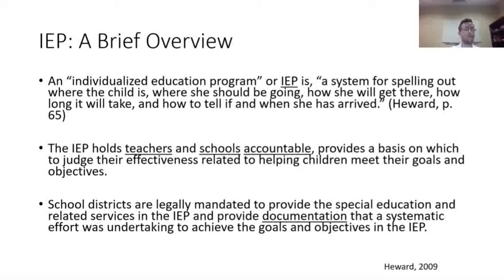So in other words, the IEP is a document that spells out the student's current levels of functioning, what their goals are, when and how they're going to be evaluated, how progress is going to be determined, who's going to determine it, and it serves as a basis for evaluating whether the teachers and the school in general have made and documented that they've made a systematic, concerted, intensive, and high quality attempt to help the student meet their goals and objectives.